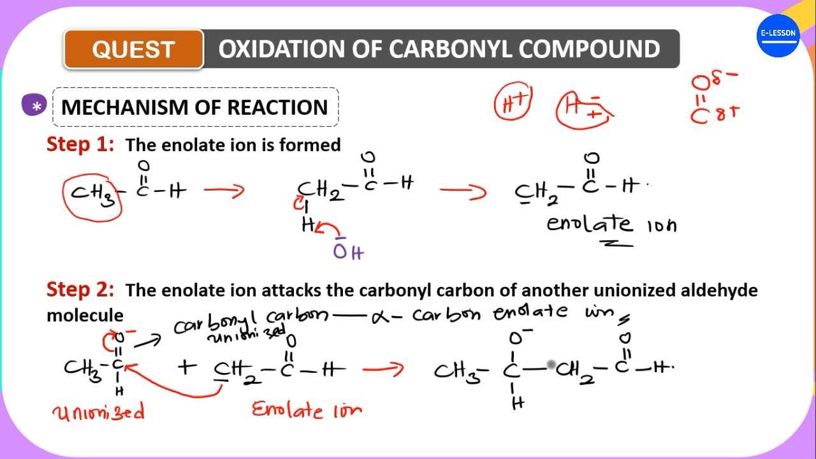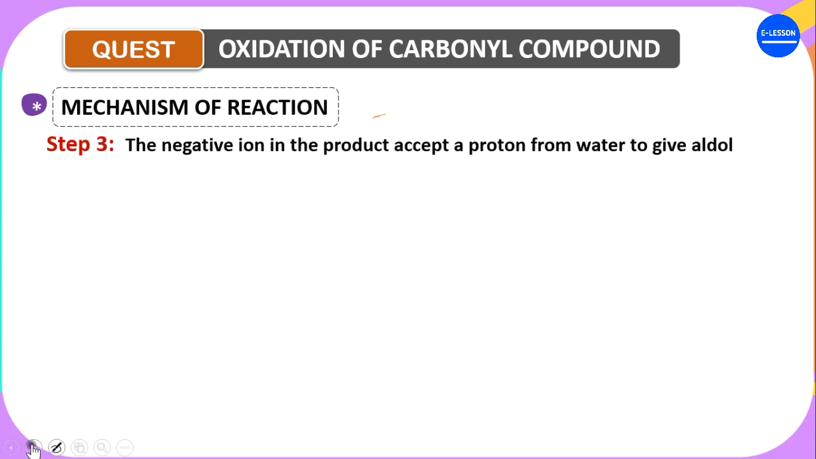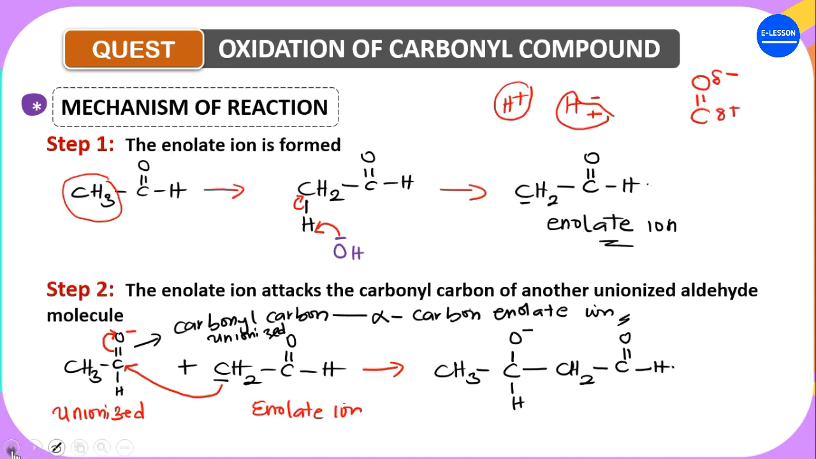But this is not the product of the Aldol condensation reaction. Okay? So the next step is the negative ion in the product accepts a proton from water to give the Aldol. Now the product we have is something like this: CH3, CO minus, this H, and then we have CH2, C double bond O, and then H. I believe this is the product that we have.